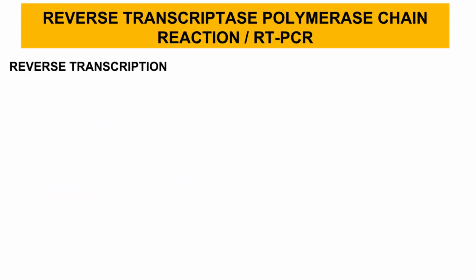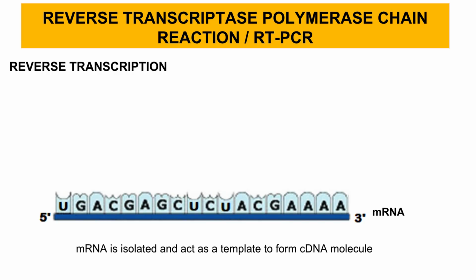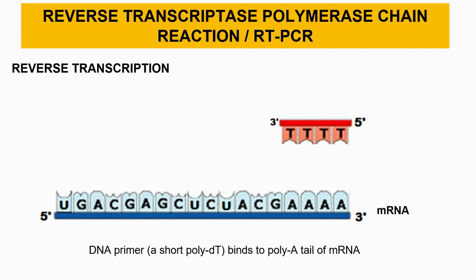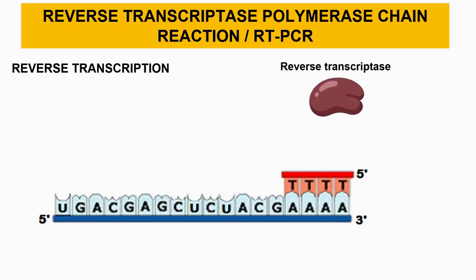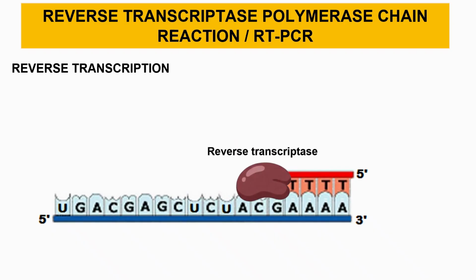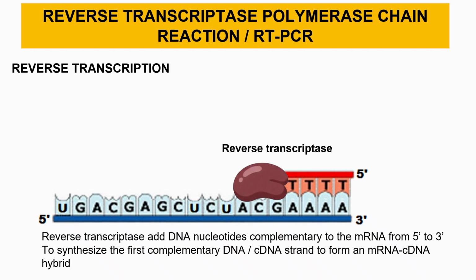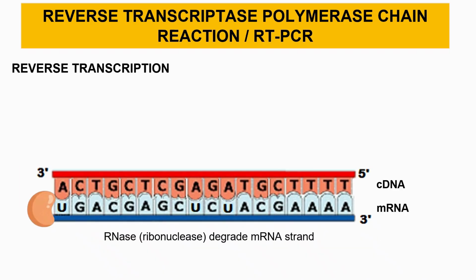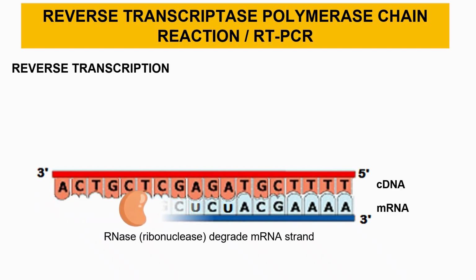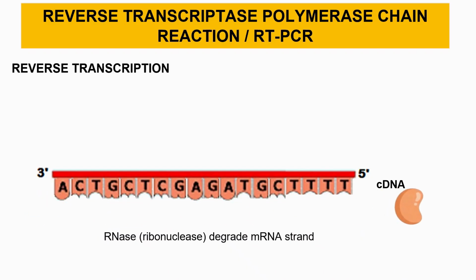Let's look at the reverse transcription process in RT-PCR. First, an mRNA molecule is isolated and serves as the template. Next, a DNA primer, usually a short poly-dT primer, binds to the poly A tail of the mRNA. Once the primer is attached, the enzyme reverse transcriptase synthesizes a complementary DNA strand, or cDNA, using the mRNA as a template. This results in the formation of an mRNA-cDNA hybrid molecule. The original mRNA strand is then removed by the enzyme RNase, leaving behind a single-stranded cDNA molecule.